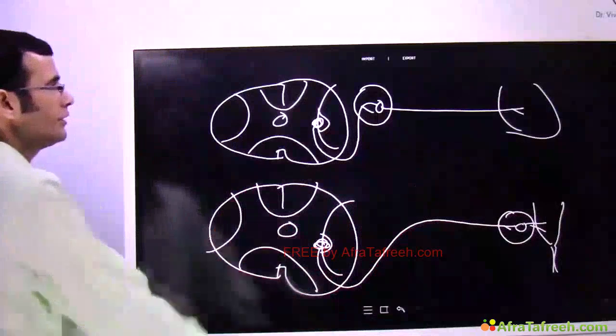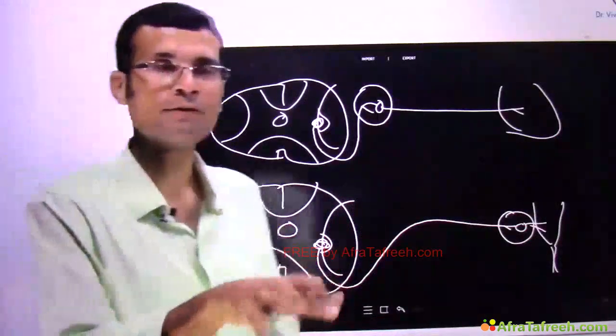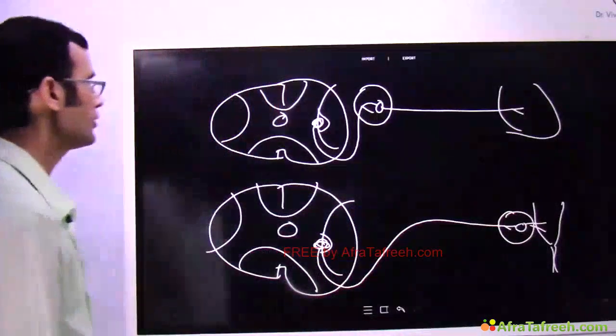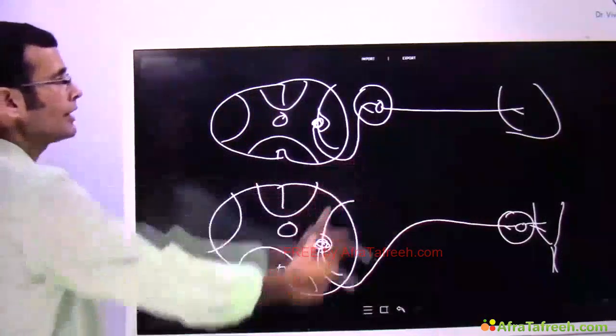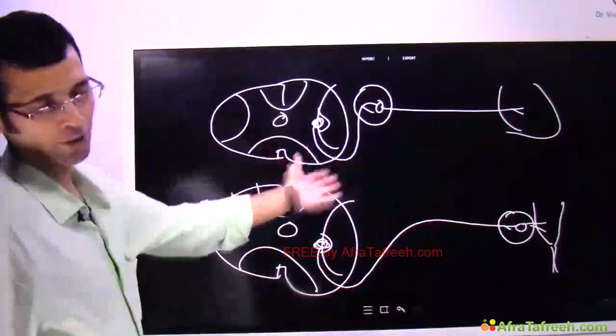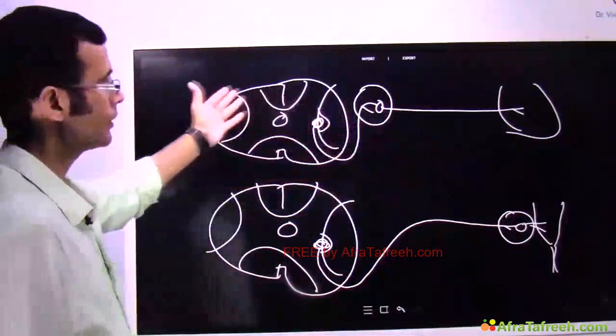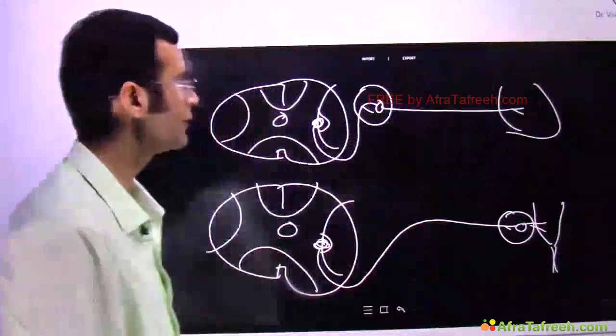But that's a difference between sympathetic and parasympathetic divisions. Ganglion being the relay station, and the preganglionic and postganglionic nerves, whether long or short, this is a difference.